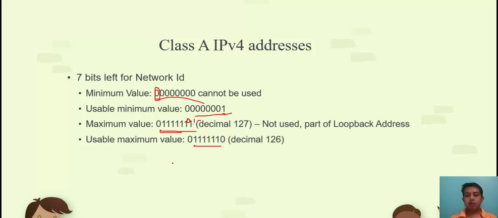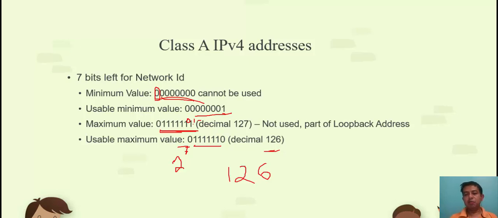So we have seen that because only 7 bits are available, 2 to the power 7 organizations can actually buy class A addresses, but from these class A addresses, 2 cannot be used. This one cannot be used and this one cannot be used either. So 2 networks have to be deducted. What remains is from this value up to this value. This is a total of 126 values. That means in the whole world only 126 organizations can buy a class A address.